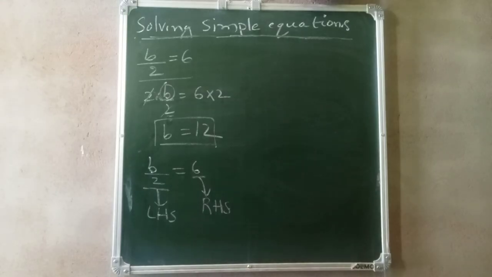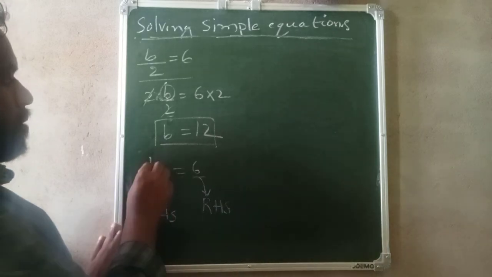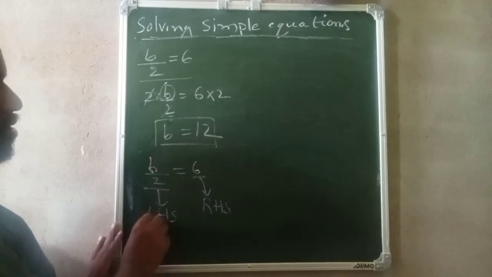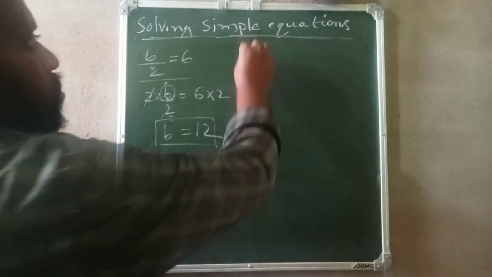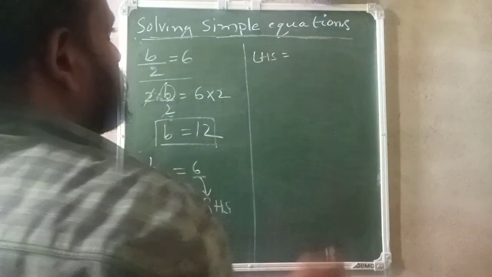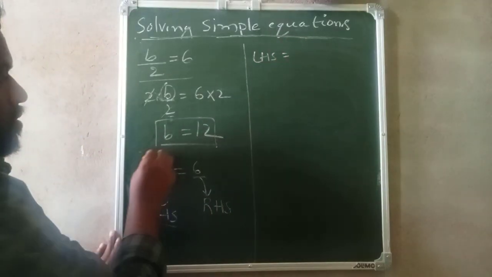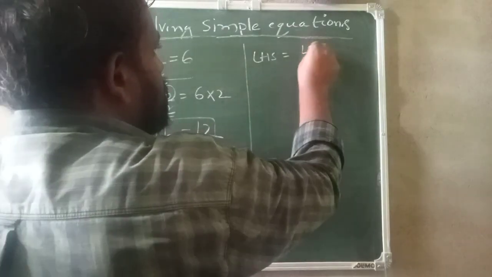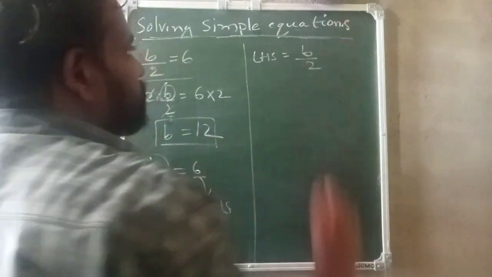Now check on which side the variable b is present. See, variable b is present on LHS. So write LHS is equal to, see, this entire thing is LHS. So write this here, b by 2.